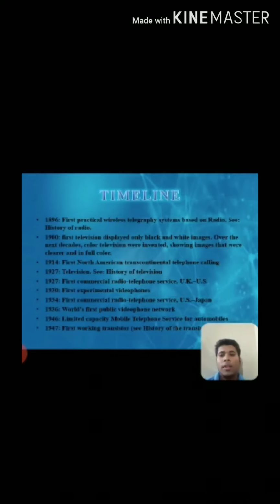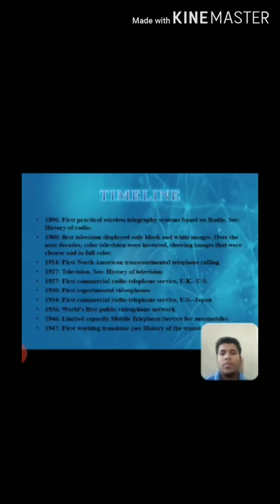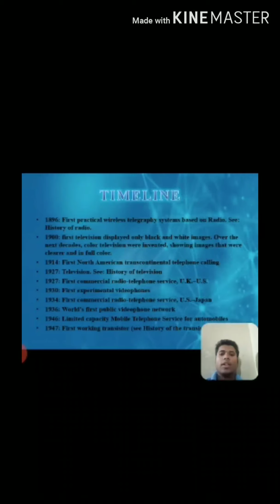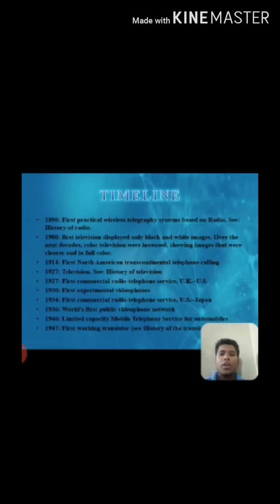So, timeline. 1896, first practical wireless telegraphy system based on radio. 1900, first television displayed only black and white images. Over the next decades, color television was invented, showing images that were clearer and in full color. 1914, first North American transcontinental telephone call. 1927, television. 1927, first commercial radio telephone service in UK and US.